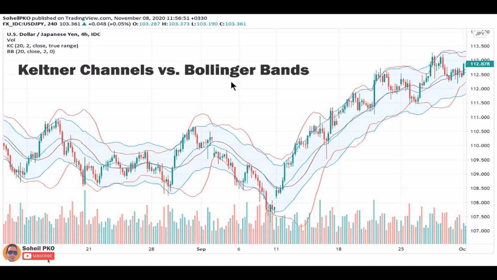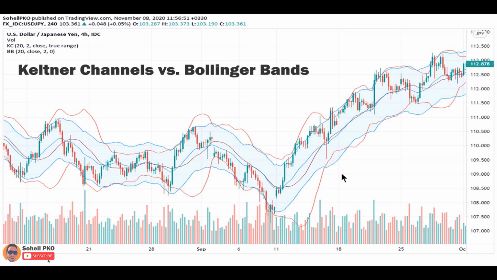Okay, now let's see what's the difference between Keltner channels and Bollinger Bands. In Bollinger Bands, we use standard deviation for the outer bands, but in Keltner channels, we use average true range. Standard deviation is more volatile than the average true range, and this makes Keltner channels smoother than Bollinger Bands. On this chart, we have both Bollinger Bands and Keltner channels. The blue lines are Keltner channels and the red lines are Bollinger Bands.